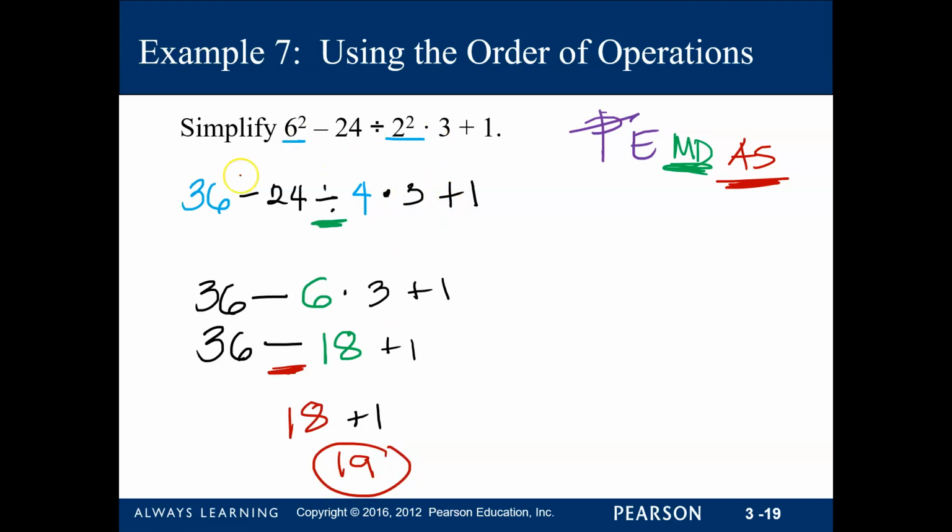So that is how you work with multiple operations. Follow the PEMDAS. When it comes to multiplication and division, you look from left to right and see which comes first. If you have addition and subtraction, you're down to those examples. Just look at which one comes first from left to right.